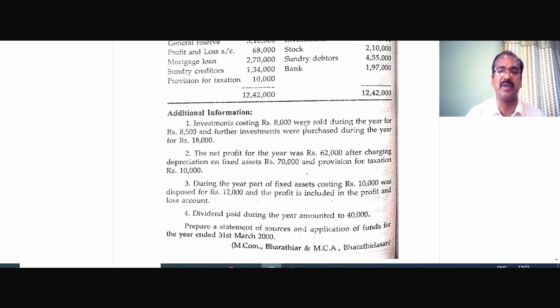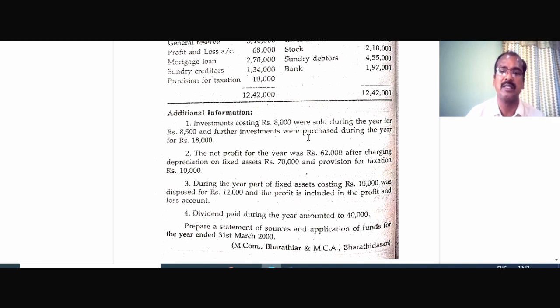Let's look at the additional information. Investment costing 8,000 rupees was sold during the year for 8,500 and further investments were purchased during the year amounting to 18,000. So they have sold an investment costing 8,000 for 8,500. Therefore they have earned a profit of 500 rupees, which is a non-operating income and that has to be credited in the adjusted P&L account, the 500 rupees.